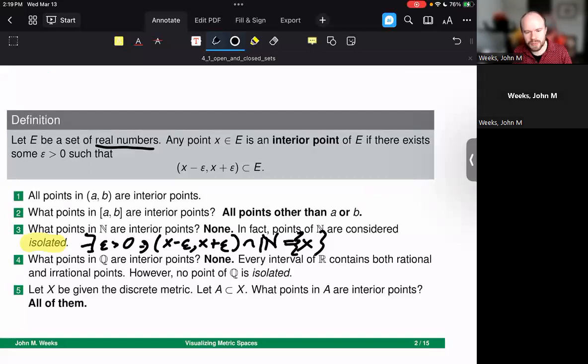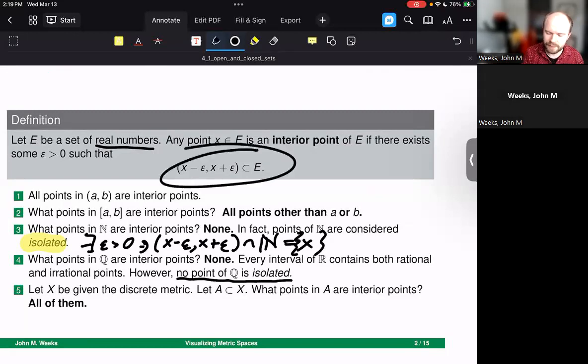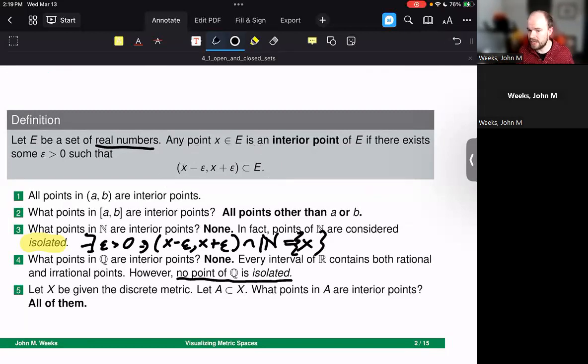What points in the rational numbers are interior points? None. There are no points that are interior points. However, no point of the rational numbers has this property as we were given up here. Namely, no point of the rational numbers is isolated, because anytime that you give a little epsilon window around a rational point, you get infinitely many other rational points. But no point in the rational numbers is an interior point, because if you take a look at that epsilon set, you also are going to contain infinitely many irrational points. So you're never going to be able to get an open interval that merely contains rational points. So these cannot be interior points. How about the discrete metric?